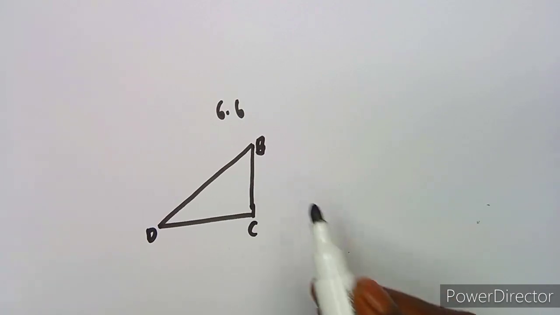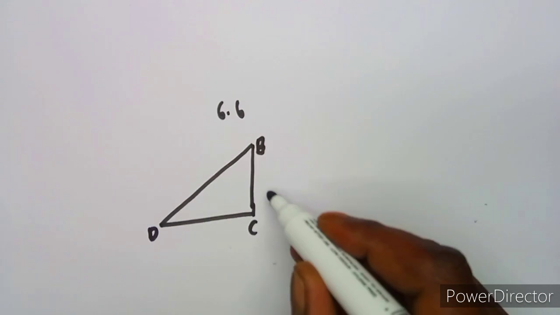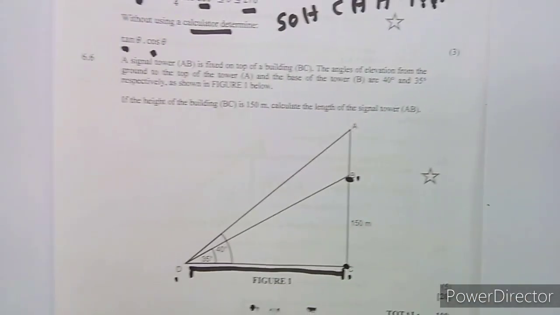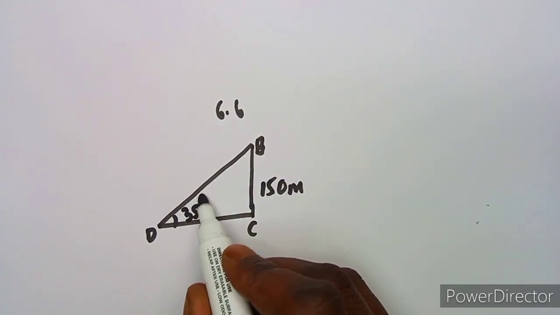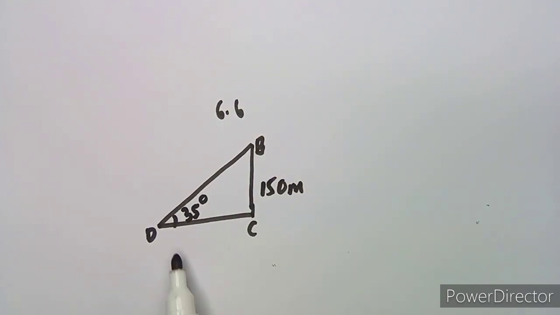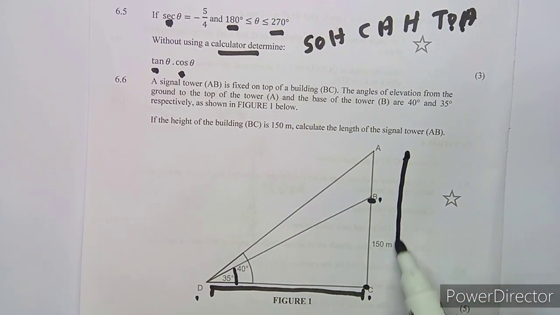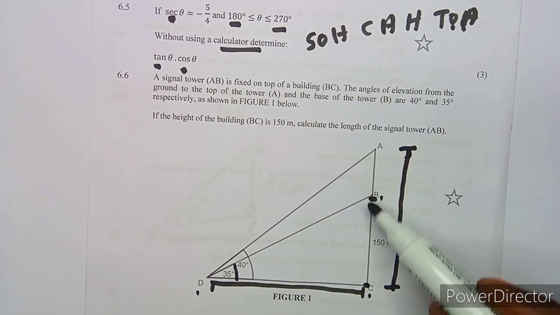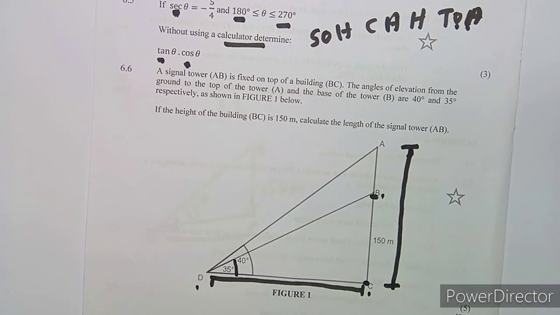This BC, we have got it. We are given that from B to C here it's 150. So you've got 150 meters, and this is the angle here from B to D to C. This angle is 35 degrees. So you're going to use 35, not 40. Because if we can calculate DC, it means we can calculate AC. And if we are able to calculate AC, it's now easier for us to calculate AB, because AB is going to be AC minus BC, just like that.